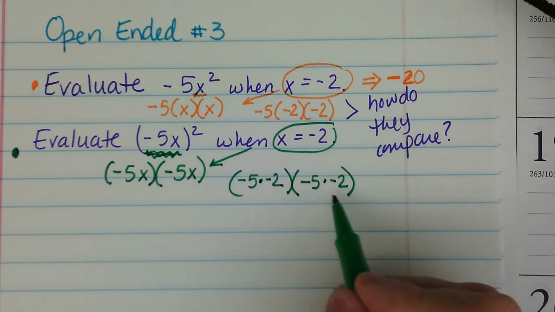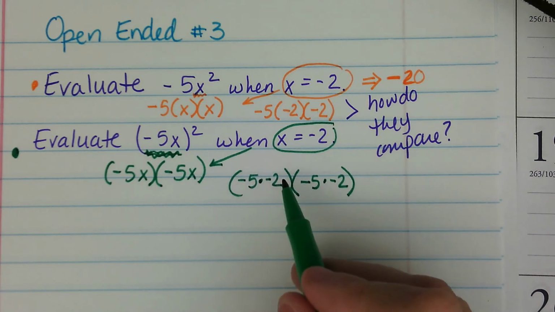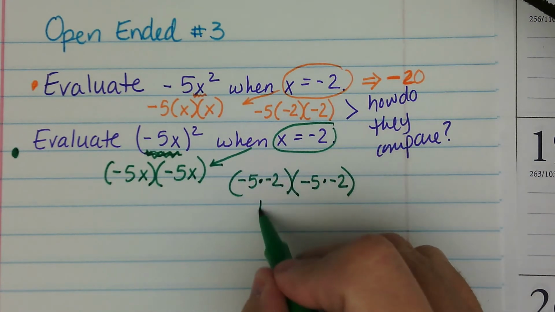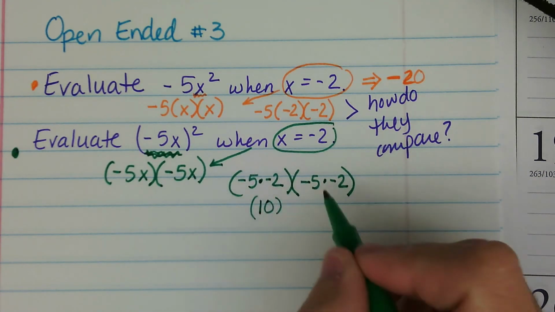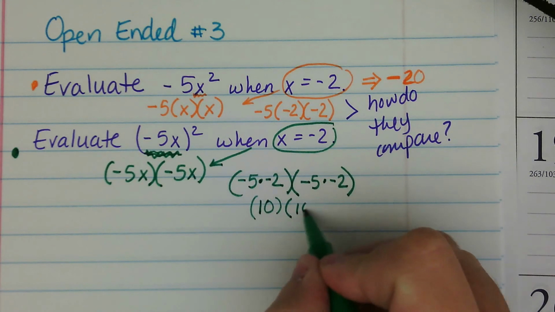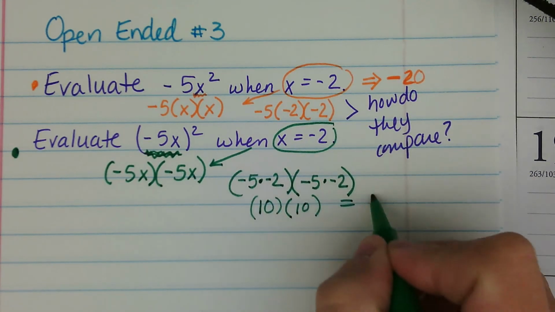And we're just going to evaluate. So negative times a negative is a positive. So 5 times 2 is 10. Repeat, 5 times 2 is 10. Negative times negative is positive. And 10 times 10 is 100.